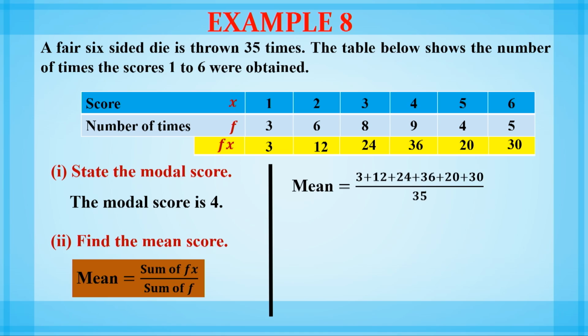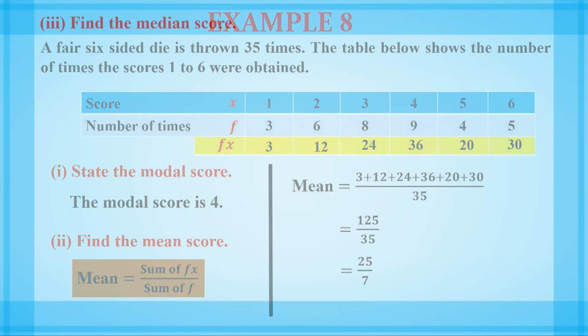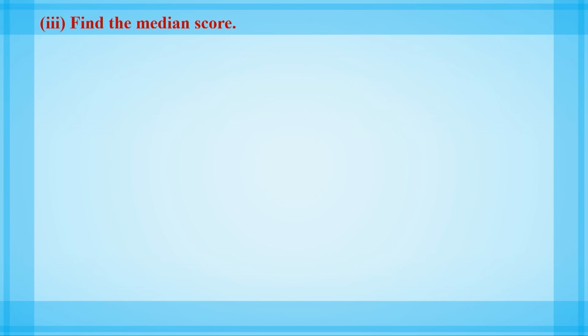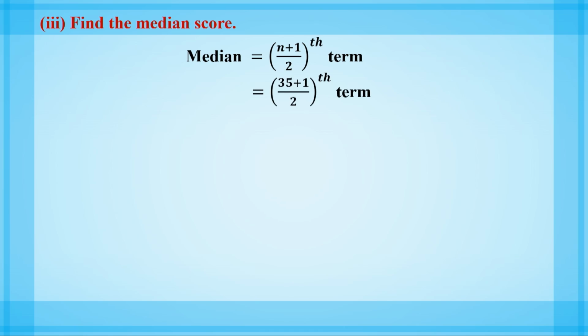So, the mean is equal to the sum of all values found in the row representing fx divided by the sum of all frequencies, which is equal to 125 divided by 35, which leads to 25/7 in simplest form. Third part, find the median score. Remember, the median is equal to the (n plus 1) over 2 th term. In this case, it is equal to the 18th term.